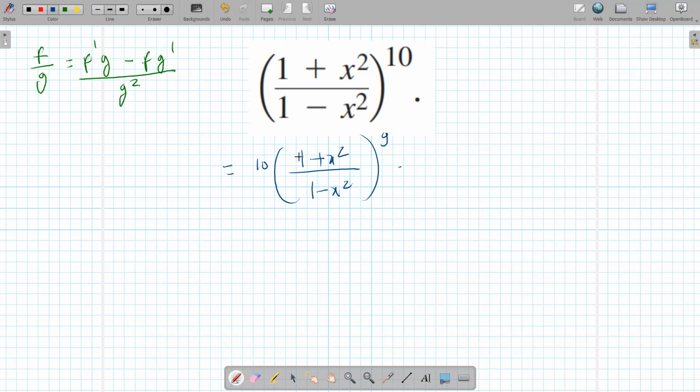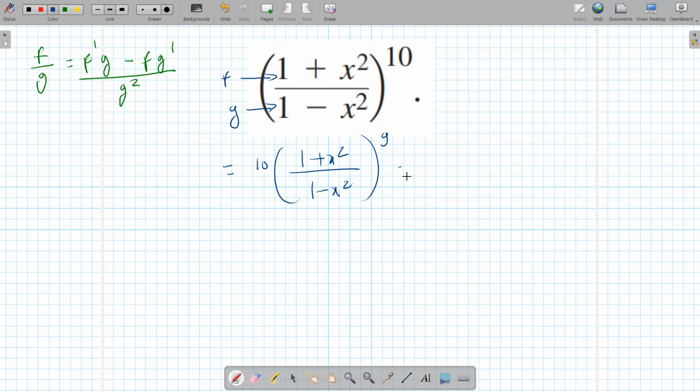Now, what do we multiply this by? You have to use the quotient rule, because inside the bracket, we have two different things being divided. The guy on the top is f, the guy on the bottom is g. Look at the formula. It's f prime g. What's f prime if f is 1 plus x squared?